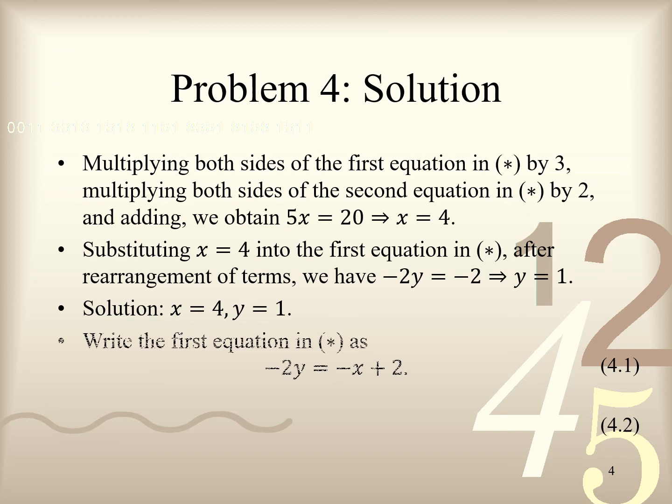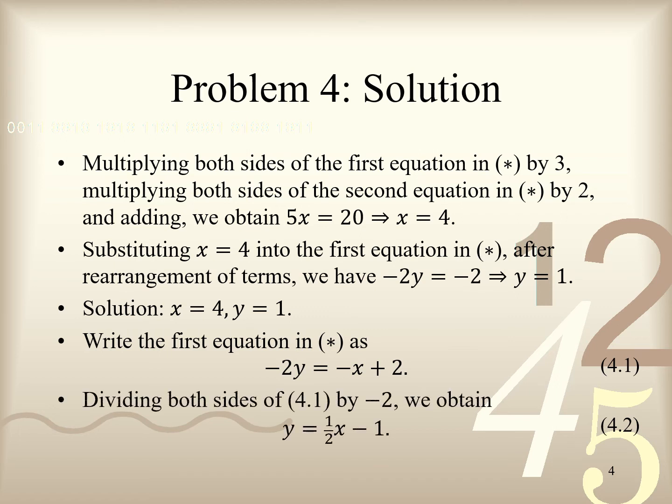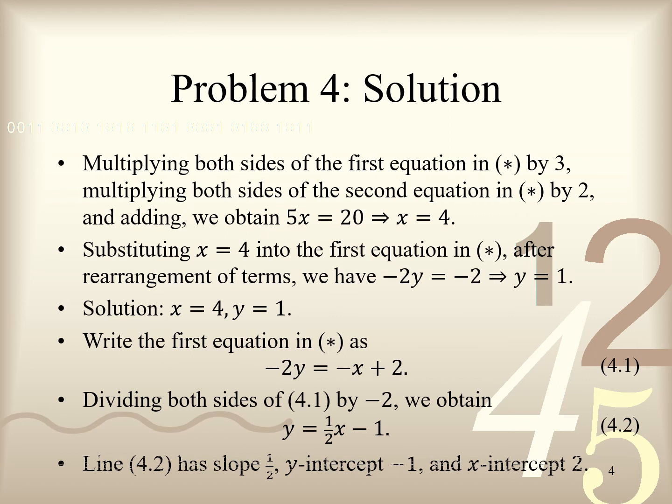So we can write the first equation in star as negative 2y equal to negative x plus 2, which we label as 4.1. Dividing both sides of 4.1 by negative 2, we obtain the equation of the line y equal to 1/2 x minus 1, which we label as 4.2. Line 4.2 is in slope-intercept form, with slope 1/2, y-intercept negative 1, and x-intercept 2. We still have more to do, so we shall continue solving this problem next.